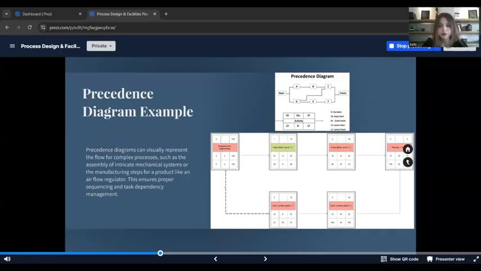Here's an example with activities A, B, C, D, and F, each with early start, early finish, late start, late finish, and float. This is how we schedule complex projects or production lines.